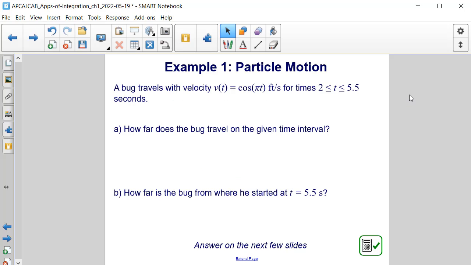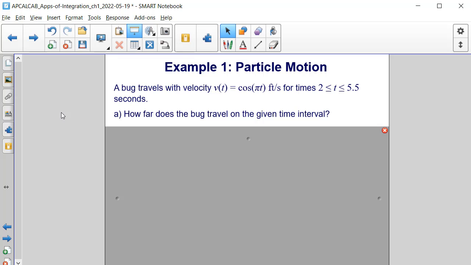Let's try an example with particle motion. A bug travels with a velocity v of t, which is equal to the cosine of pi t, feet per second, for times between 2 and 5.5 seconds, including both endpoints. Part A. How far does the bug travel on the given time interval? And part B, how far is the bug from where he started at the time value of 5.5 seconds?